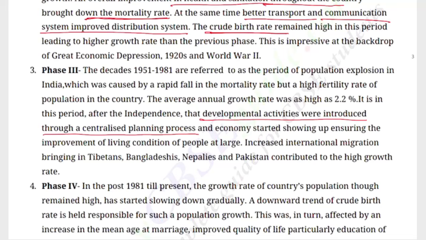And in this duration also the international migration increased. Meaning during this time the number of people coming from other countries increased a lot. Among them were Tibetans, Bangladeshis, Nepalis, and Pakistanis. These were the people who migrated into India. It also aided the rate of growth of the population.